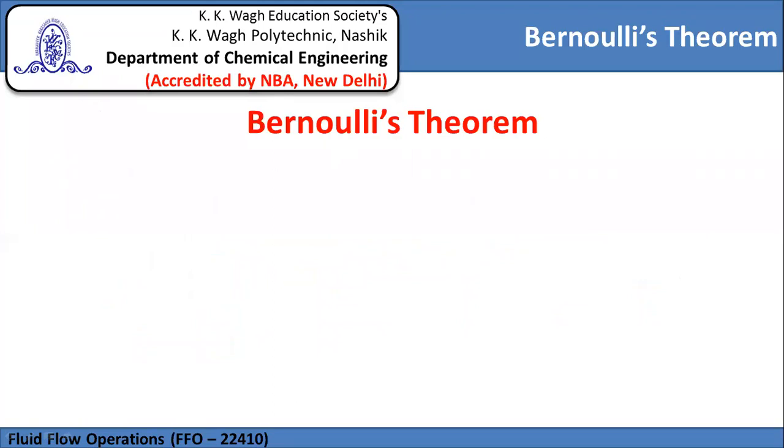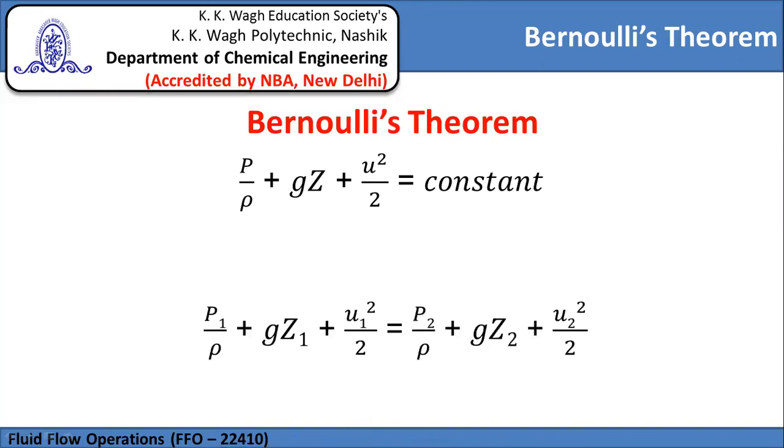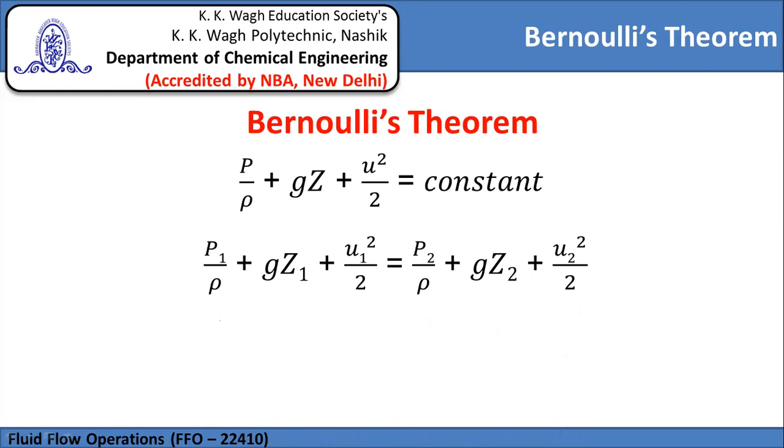So the equation of Bernoulli's theorem is P upon rho plus Gz plus U square upon 2 is equal to constant. If we have to use this equation for 2 points, that is 2 stations, it will be converted as P1 upon rho plus Gz1 plus U1 square upon 2 is equal to P2 upon rho plus Gz2 plus U2 square upon 2, where 1 and 2 represent the condition of the fluid at station 1 and station 2 respectively.